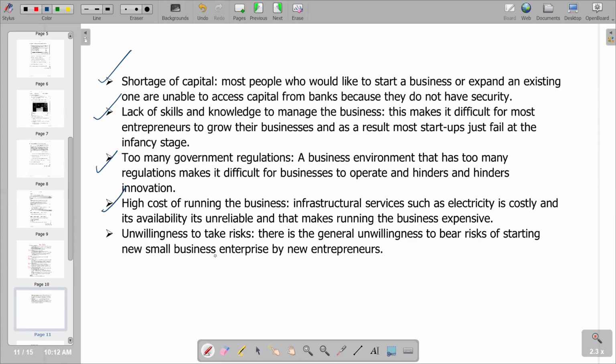And lastly, unwillingness to take risks. There is a general unwillingness to bear the risk of starting new small business enterprises by new entrepreneurs. So the unwillingness to take risks and just being afraid, a fear of the unknown, that you don't know what is going to happen if you operate that business, can also be a challenge.